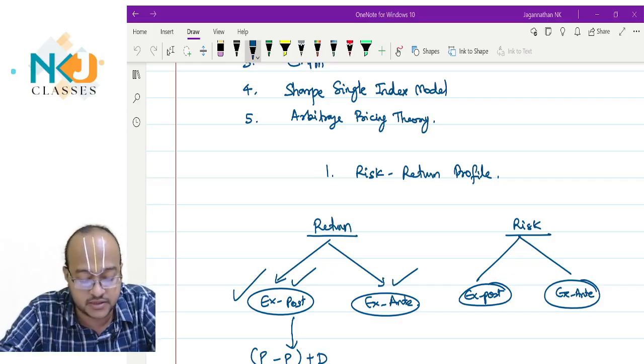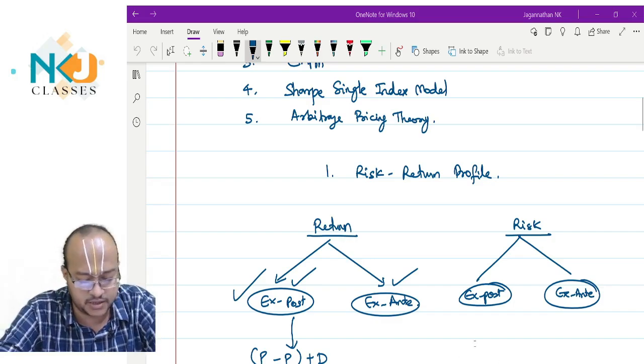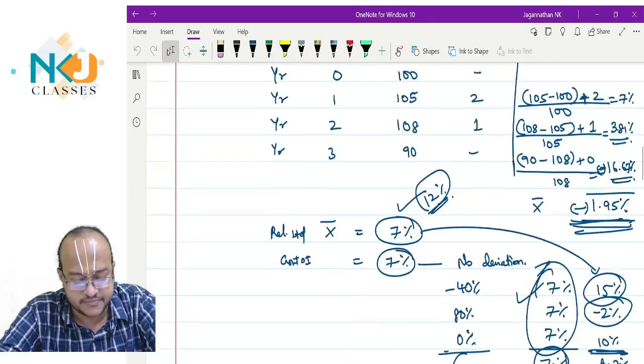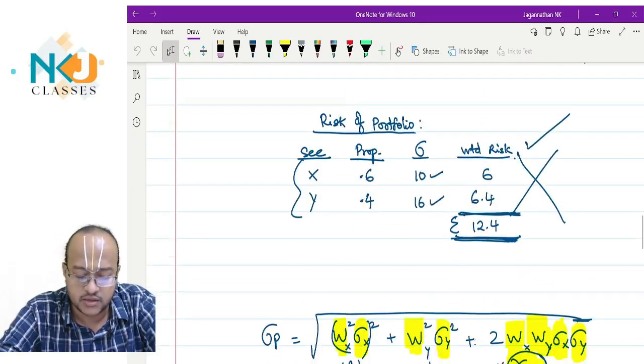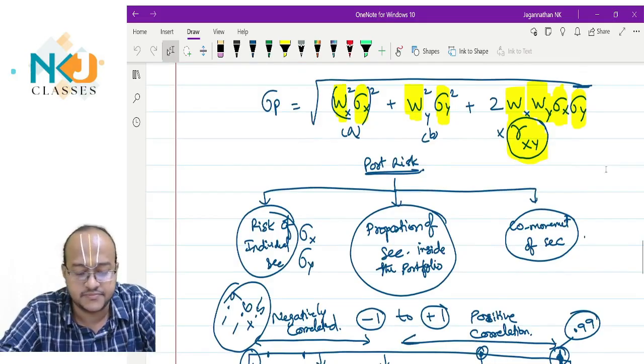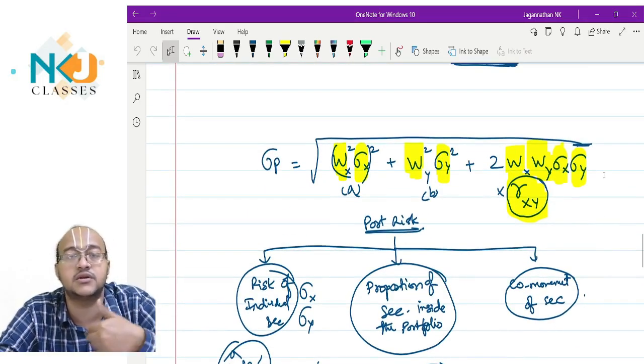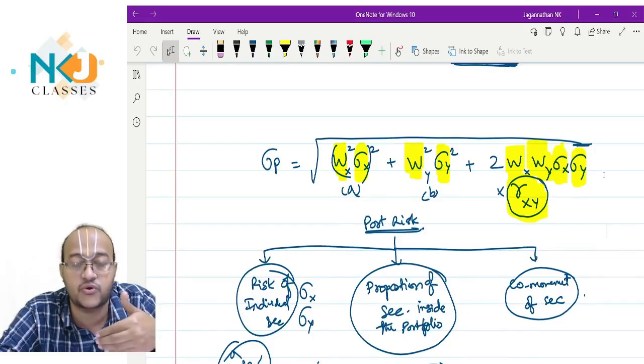Next we started discussing, and we solved questions number 1 and 2, which were predominantly based on these theories, correct? See here, we found out return, then we used probability based theory, right? Then we started with portfolio return and risk. Question number 3, we started discussing the portfolio return and risk.